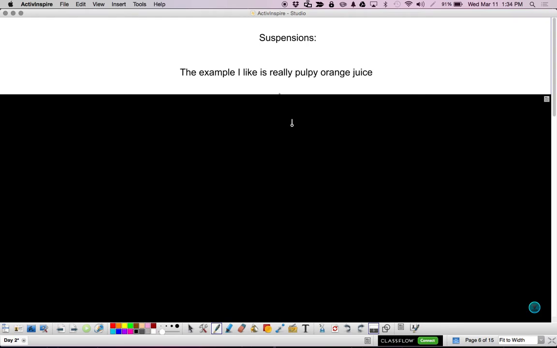And if you leave your pulpy orange juice sitting out on the table, then eventually the pulp settles to the bottom, right? And you got to shake it back up. Otherwise, you're going to have no pulp at the top, and then your last couple drinks will be just all pulp, and it'll be more chewy than drinky.